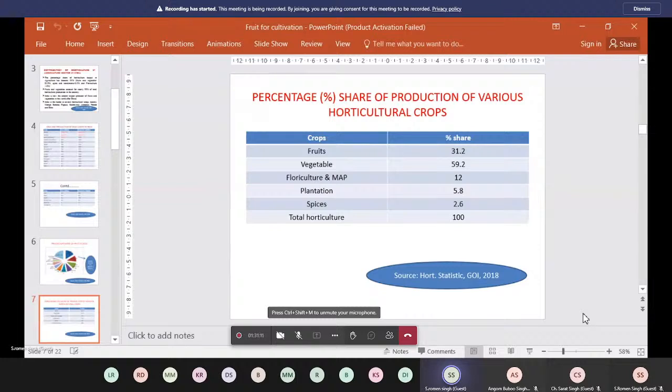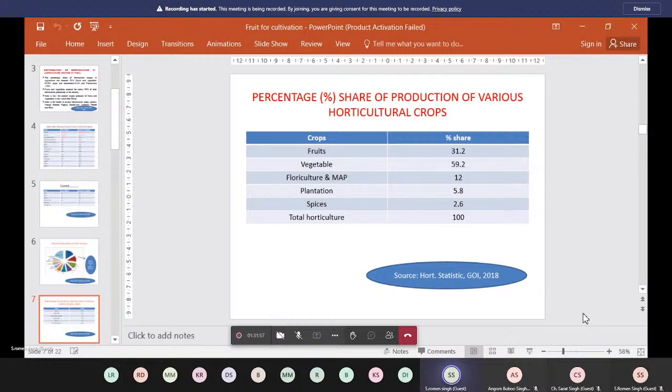I want to share about the percentage share of production among the different horticulture crop contributions. Out of this contribution, vegetables have the maximum share of production, followed by the fruit crop and the plantation crop. For plantation crops in Northeast India, tea, coffee, coconut, and cashew nut are the major ones growing. At present, cocoa, a new crop, is being introduced in Assam, which is used for preparing chocolate. This chocolate making has been started in Assam.